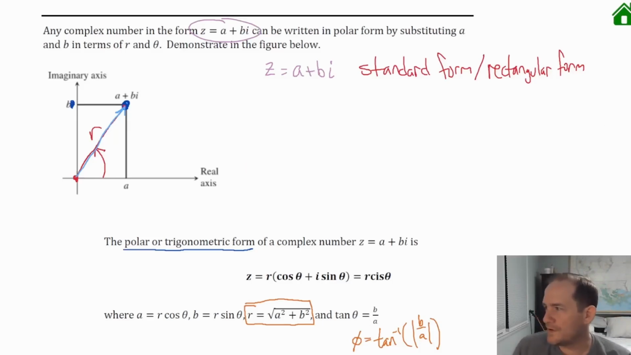But those same formulas that allowed us to turn ordered pairs into vectors are going to work to turn our standard form complex numbers into polar form complex numbers.